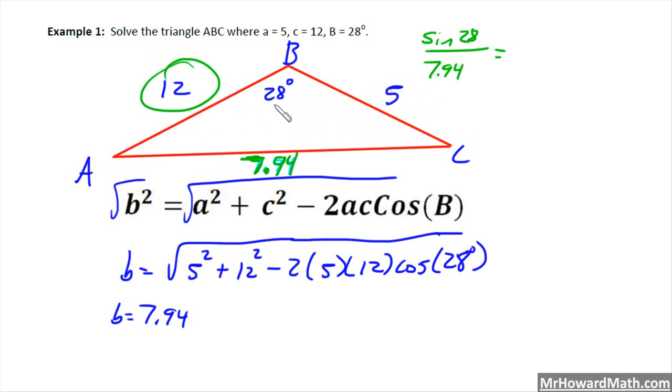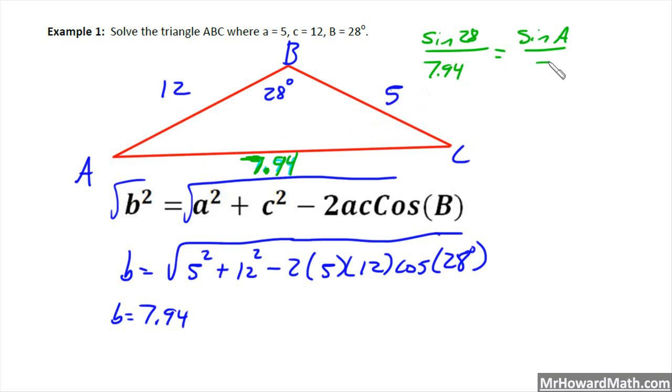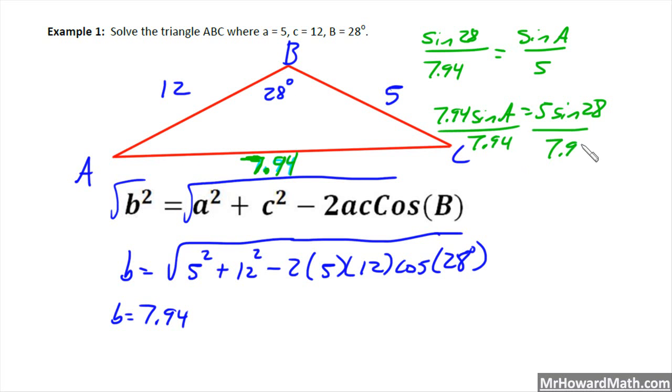Had I used this side, I wouldn't know if it was the angle that the calculator gives me or 180 minus that. So make sure that you pick the smallest side. So that would be sine of angle A over side A, 5. So we cross multiply, we get 7.94 sine of angle A equals 5 times sine of 28. So divide by 7.94, and we get sine of angle A is equal to that chunk there.